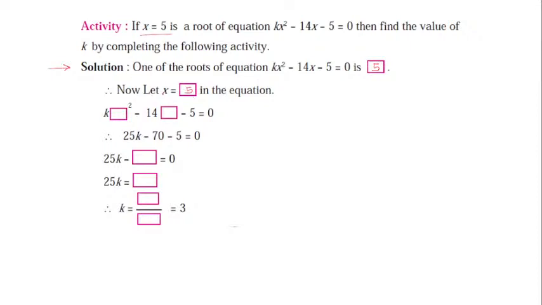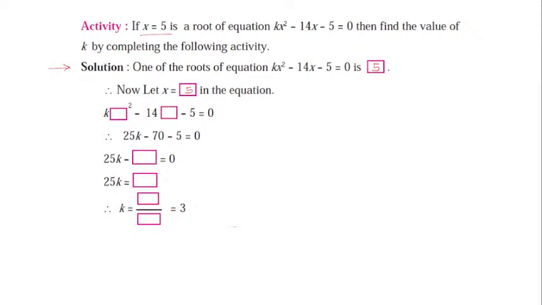So we have to substitute x is equal to 5 in the given equation, so as to have this equation equal to 0, as it is a solution. So if x is equal to 5 is the solution, that equation must satisfy, that means left hand side must be equal to the right hand side.